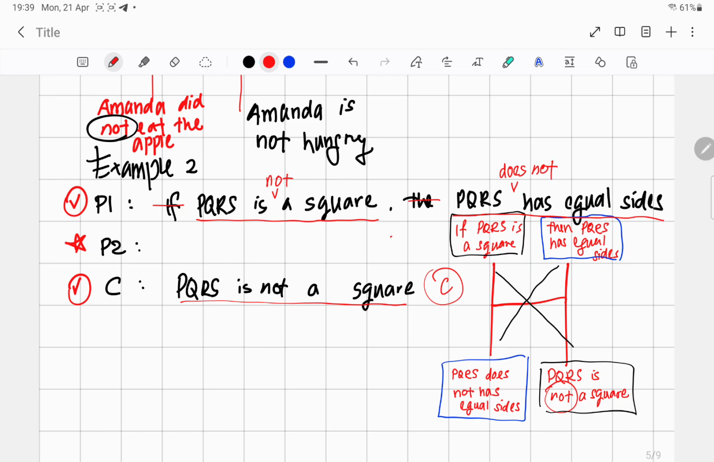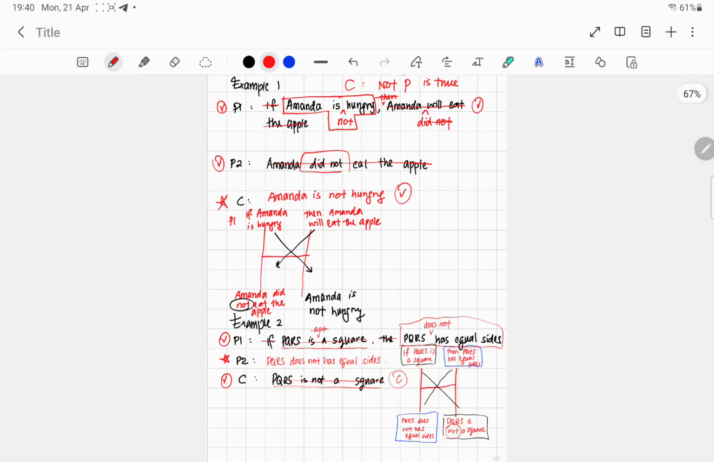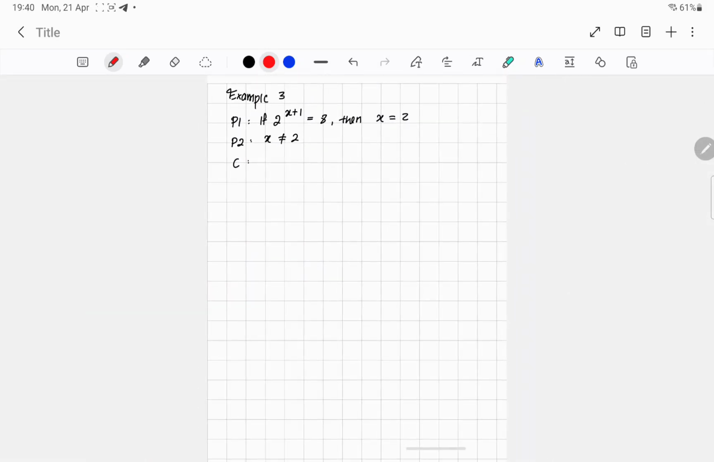Okay, so you need to cut off the same between premise 1, premise 2 and the conclusion. What is the same? PQRS is not a square. So cut off, and your answer is PQRS does not have equal sides. Right, so this is for example 2.